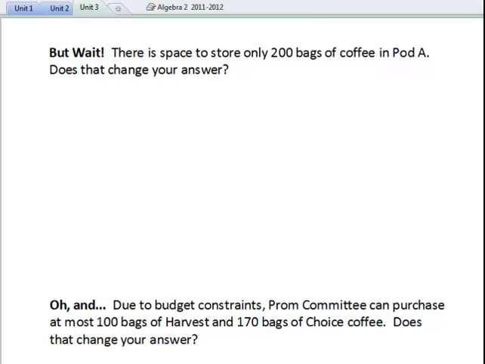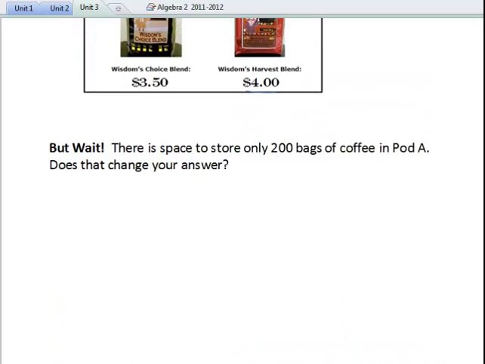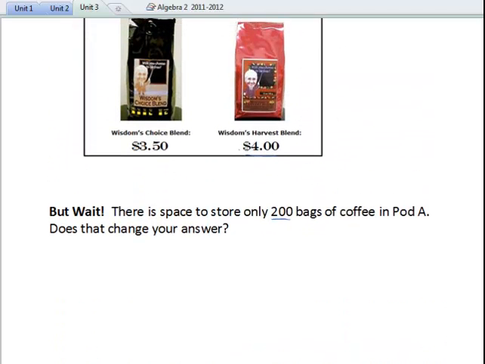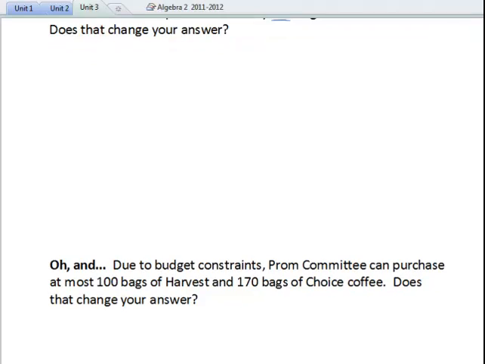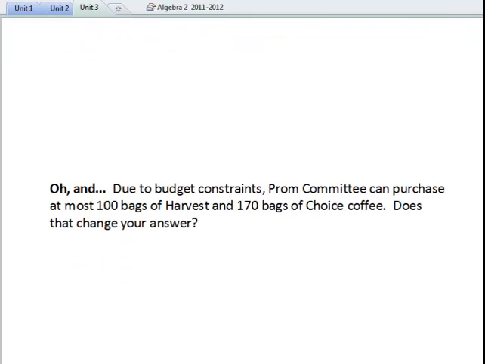pot A. Well, from there you probably decided, well, I should probably sell 200 bags of the Harvest Blend because the Harvest Blend gets me the bigger profit, so I should sell all Harvest Blend because I get the biggest profit out of that. But then again, now you found out that you can only purchase 100 bags of Harvest, and the maximum number of Choice bags you can purchase is 170. So that might change your answer again.